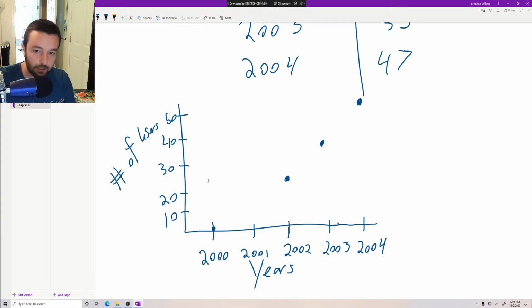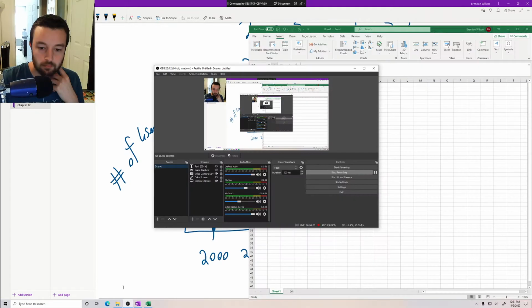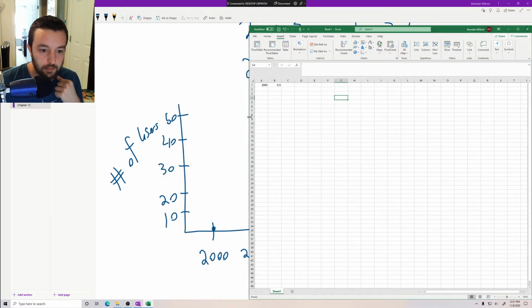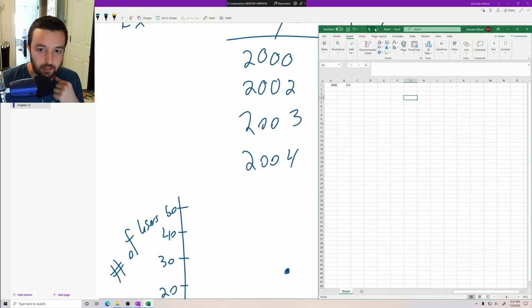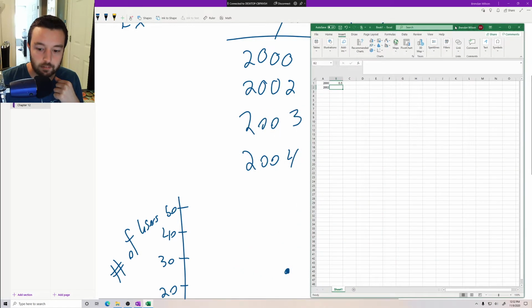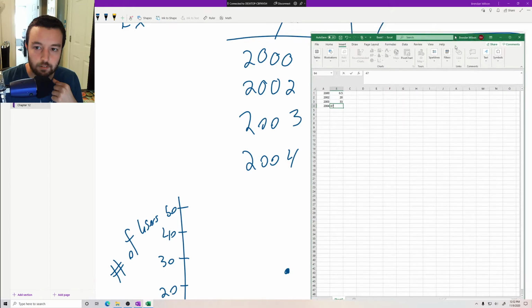I think we can do this in Excel. Let me pull that up. Okay, so I got Excel pulled up here. Let's go ahead and put our data in. So we have 2000 and 0.5, 2002 and 20, 2003 and 33, and 2004 and 47.